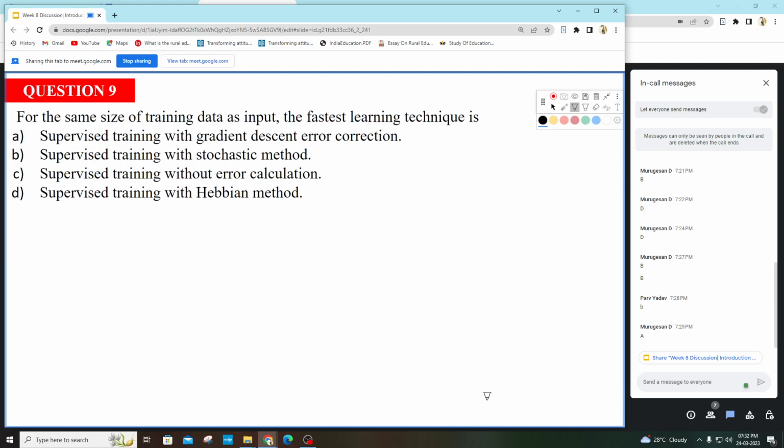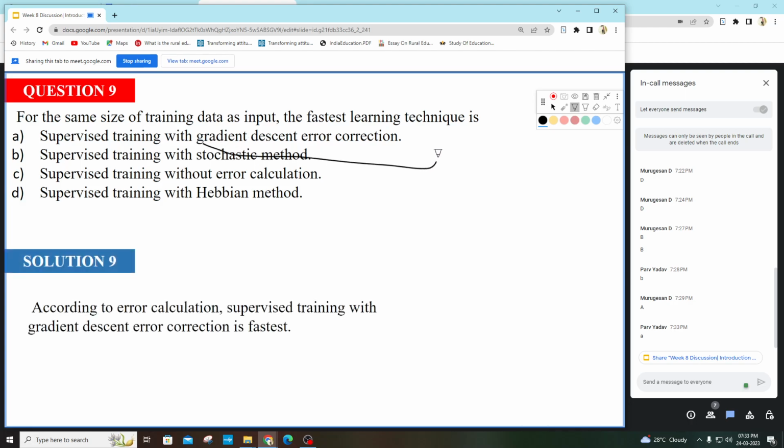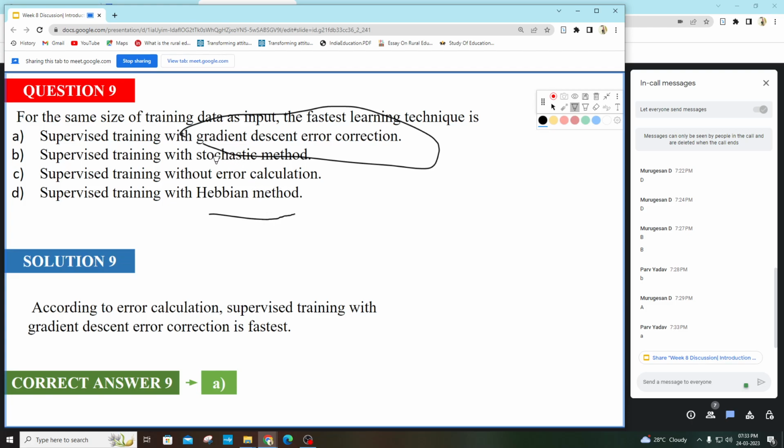For the same size of training data as input, the fastest learning technique is supervised training with gradient descent error correction. Yes, sir, option A. Yeah, option A, absolutely right. Steepest descent error correction with supervised training is the fastest among all the four. So option A is the correct answer. You can learn more about Hebbian technique and stochastic method in your lecture notes.